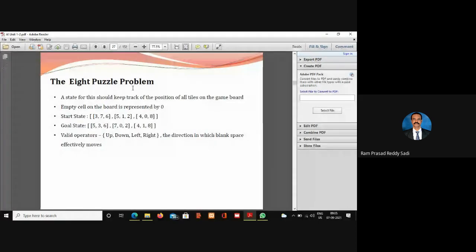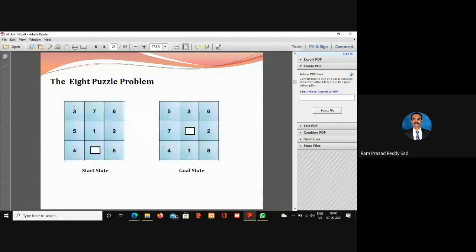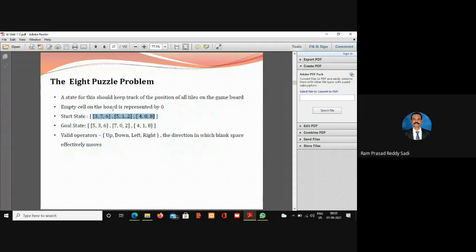So what is to be taken into consideration? Let us represent the empty space by 0. We need to consider a 3x3 matrix, a 2-dimensional matrix. What's the initial state? These numbers represent the tile numbers. Look at the same thing: 3, 7, 6 in the first row, next 5, 1, 2 in the second row, and then 4, 0, 8. This is the initial state given, and we need to obtain the goal state.